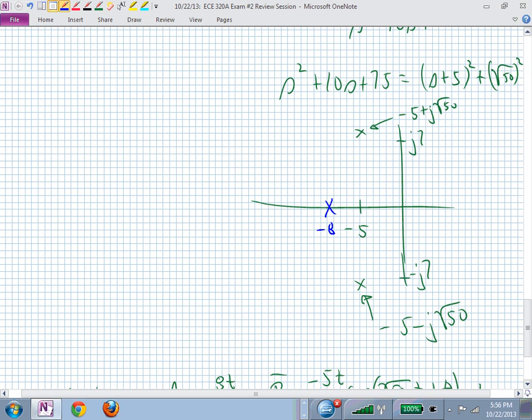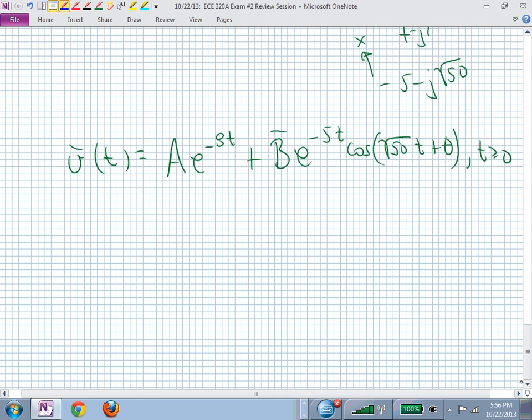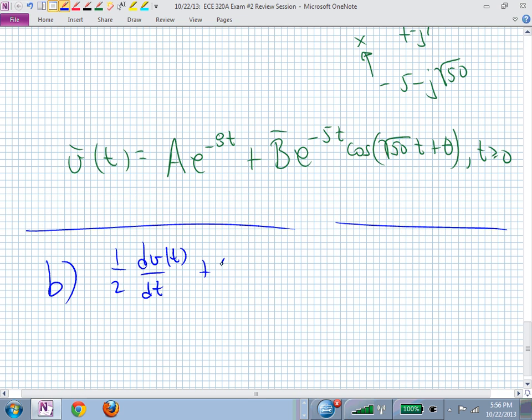Now, I could change that. So now you've spent half of your time on part A of problem 1, so you'll want to make sure you're going much quicker on the exam. But I could say part B could be 1/2 dv/dt plus 4 v(t) minus 4 equals 0 for t greater than or equal to 0.